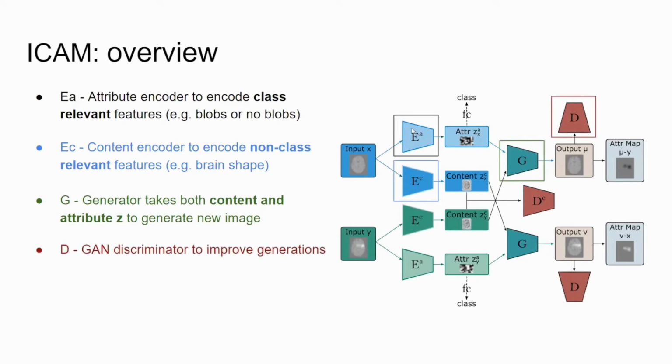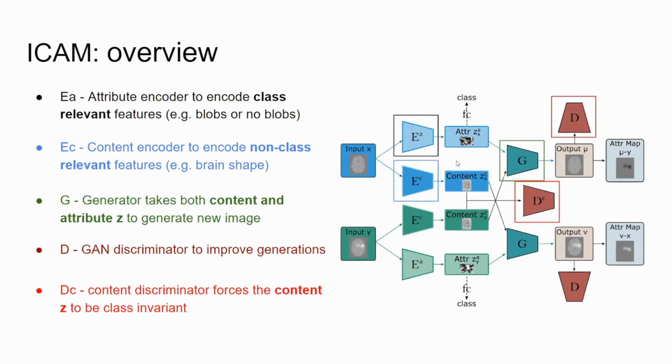In addition, we have two other modules: a discriminator to improve translations and generations, and another very important part of the network, the content discriminator, which introduces adversarial loss in order to have a class-invariant content space. This allows the disentanglement between the attribute and content space, so that attribute only encodes class information and content will encode non-class relevant information, in this case, the shape of the brain.